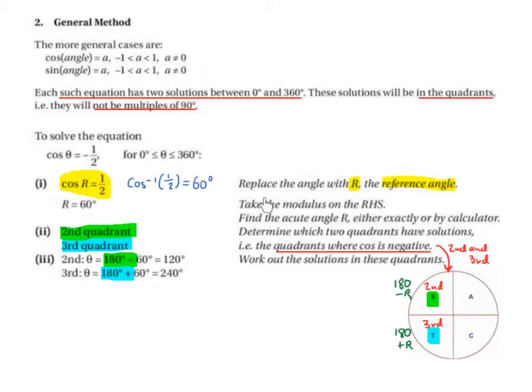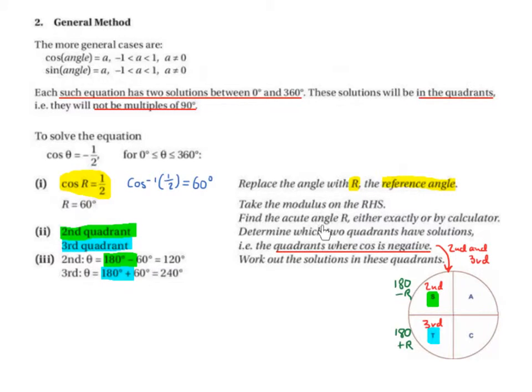It's important to note that we take the modulus on the right hand side. So instead of minus a half, we get cos of a half, positive a half, and this gives us 60 degrees. So we find the acute angle r, either exactly or by calculator, so that's what we did. So r, the reference angle, is 60 degrees.